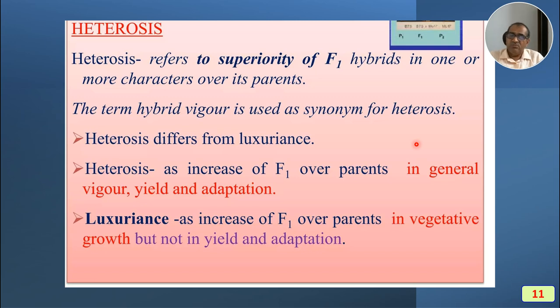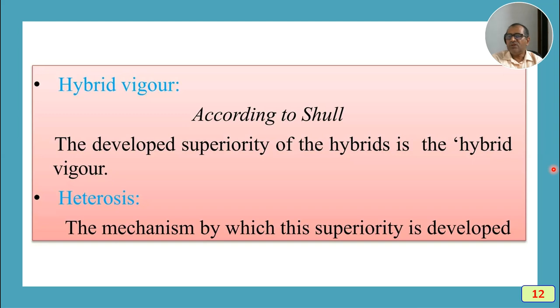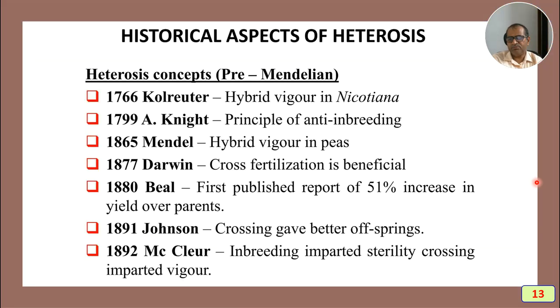It differs from luxuriance. Heterosis is the increase of F1 over parents in general vigor, yield and adaptation, whereas luxuriance is the increase of F1 over the parents in vegetative growth, but not yield or adaptation, especially when it comes to crops. The hybrid vigor, according to Shull, is the developed superiority of the hybrids, and heterosis is the mechanism by which the superiority is developed, as far as the crossbreeding program is concerned.